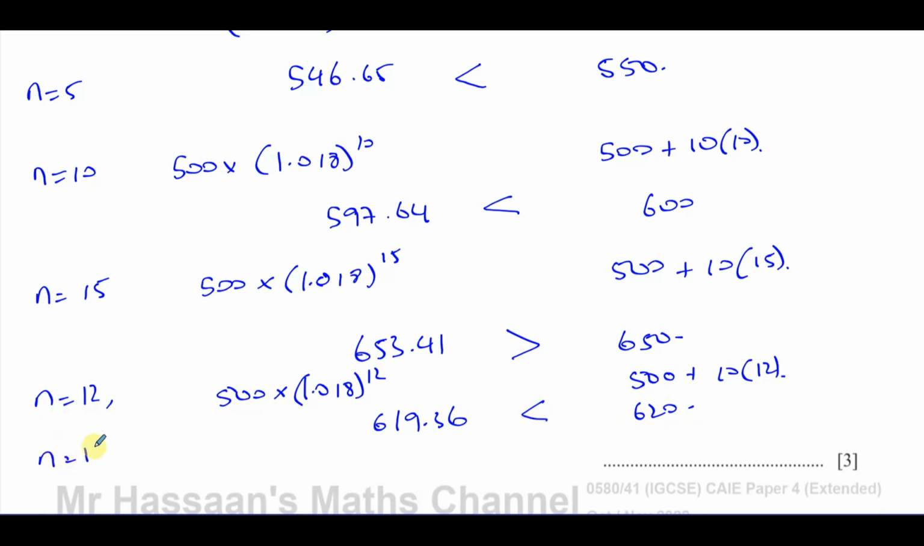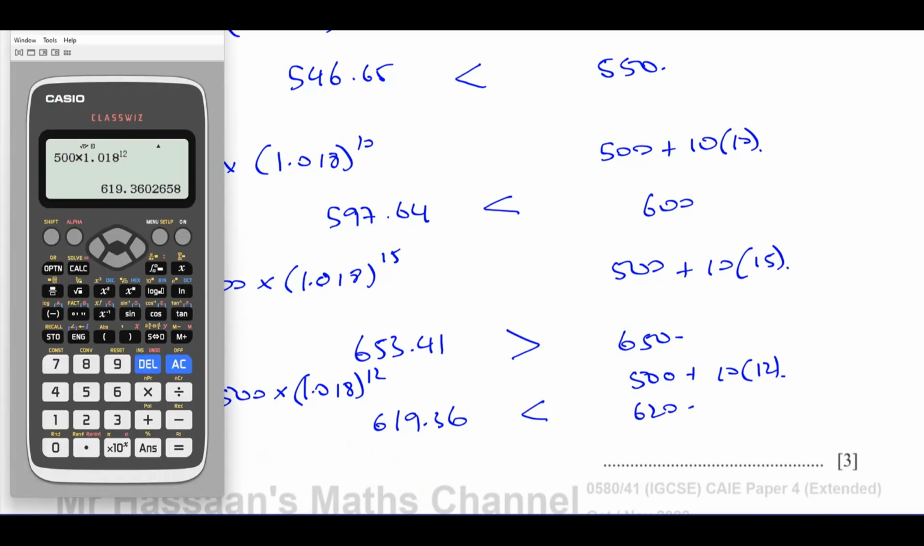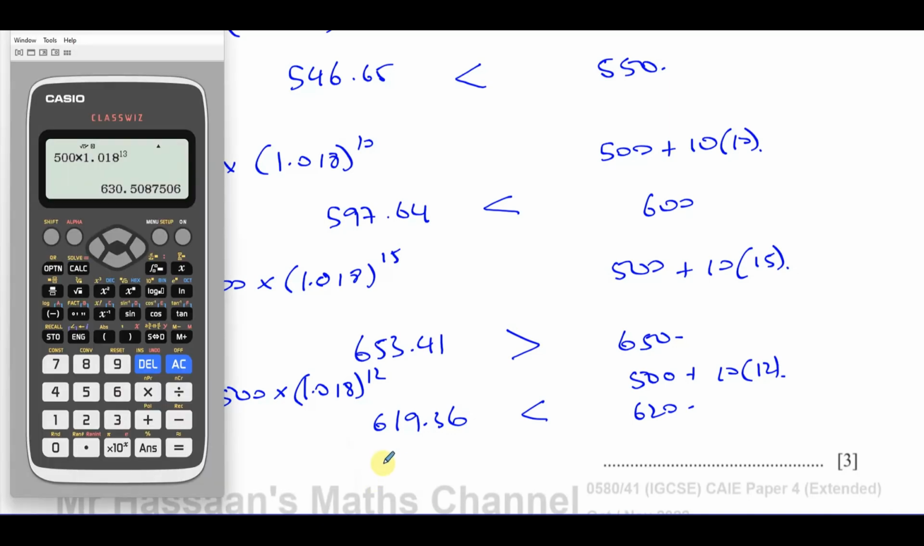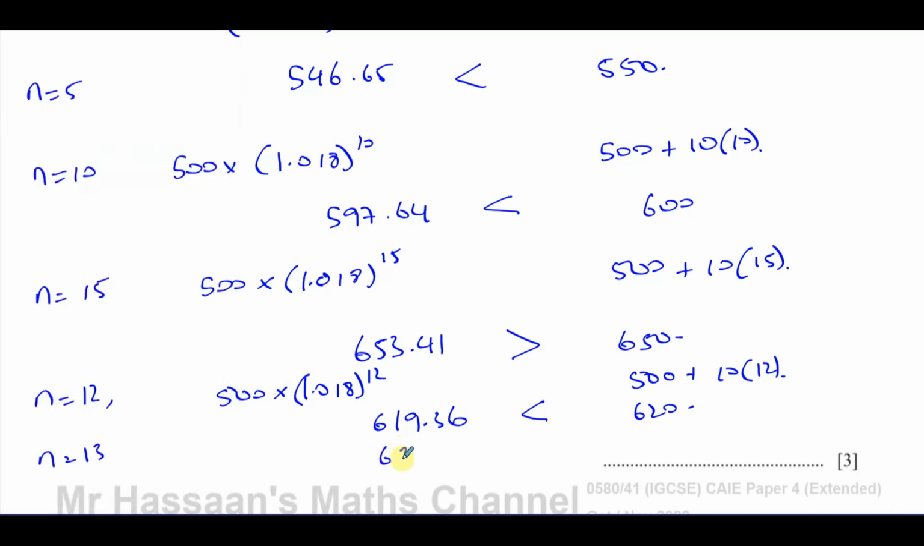So let's try 13. If 13 works, then we know that we're correct. If I try 13, this becomes 630.51. I'm going to write this down because I think we would get the marks because the steps are clear. And on this side we're going to have 500 plus 13 times 10, that's going to be 630. That's a greater time, so n equals 13.